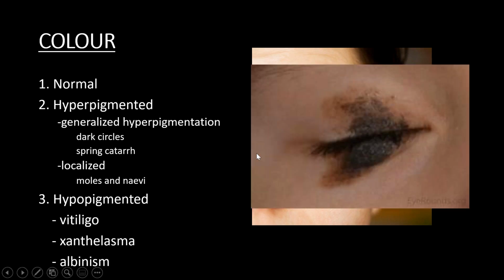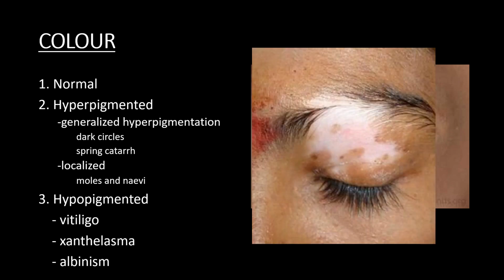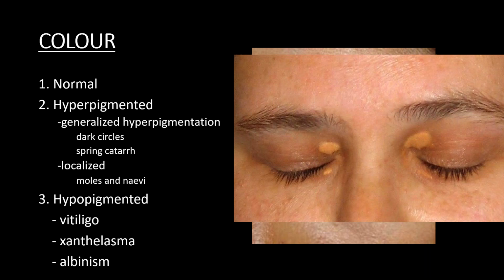Then it can be a localized hyperpigmentation like this, which is actually a nevus. Okay, this variant wherein the nevi of the upper lid and the lower lid come in approximation, it's called kissing nevi. And there can be all other localized hyperpigmentations also, like moles on the eyelid. Then there can be hypopigmented lids, which can happen in vitiligo, which is an autoimmune condition. Then it can happen in xanthelasma like this, where it usually happens in patients who have hypercholesterolemia.